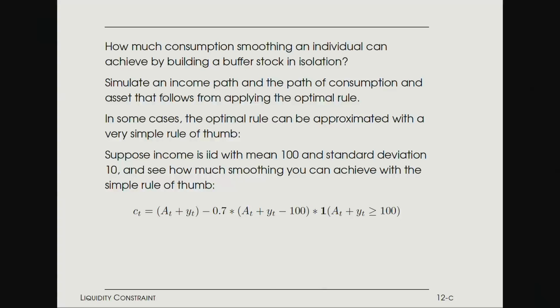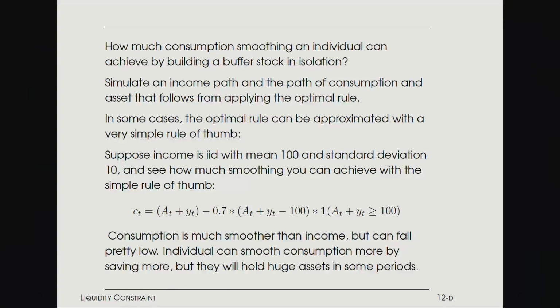suppose that your income is IID with mean 100 and standard deviation 10, and you construct a rule of thumb for consumption that actually looks pretty similar to what would be the optimal rule, which is consume everything, plus 70% of what's above the threshold. And the threshold is 100, so, the mean of 100. So what Deaton shows is that the rule of thumb is very, very similar to the optimal path.